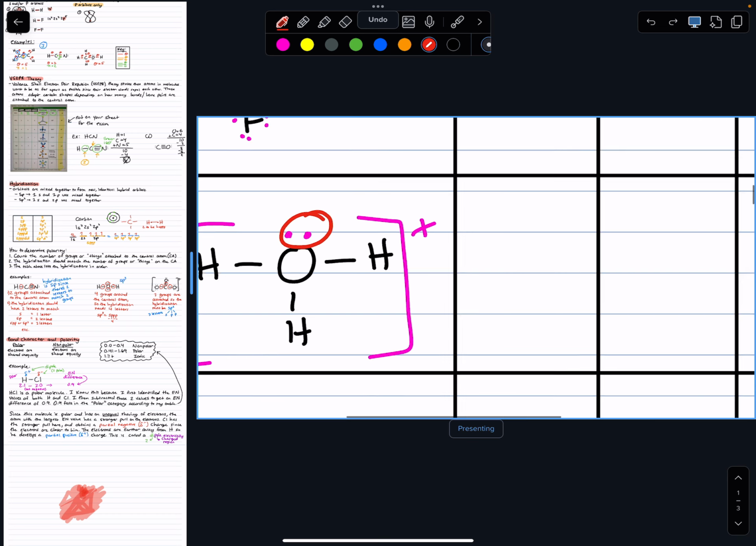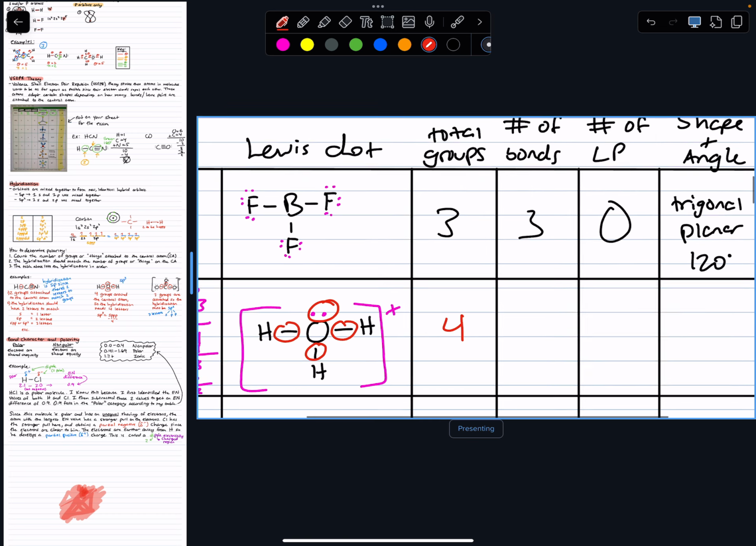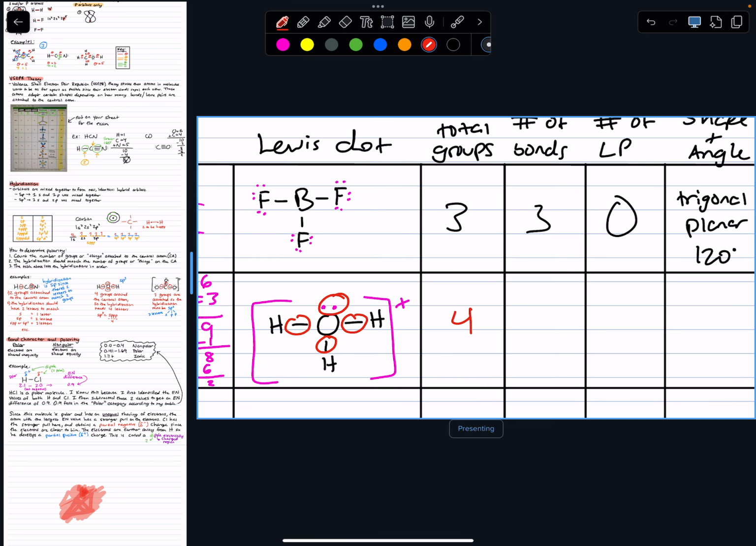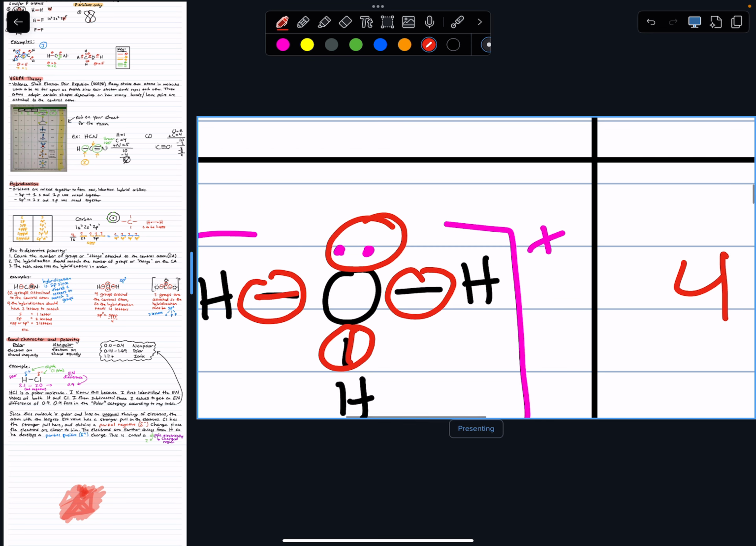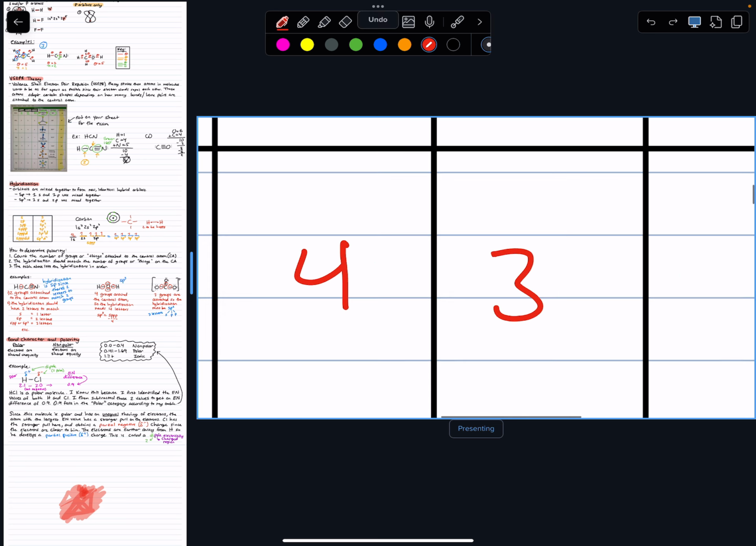Okay, does that make sense? Yes. So it's 4 things. How many of those things are bonds? 3. 3 of them are lines. Do you see that? And what's the other thing? It's 1. A lone pair, right? So that's 1 lone pair.